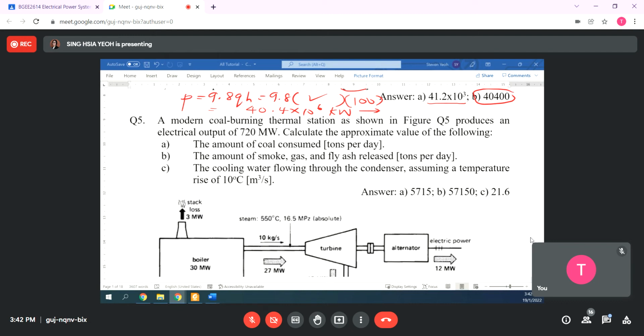Anyone? Okay, so a lot of students can't understand this question. Okay, a modern coal burning thermal station is shown, producing an output of 720 megawatt. So calculate the approximate value of the following: the amount of coal consumed in tons per day.